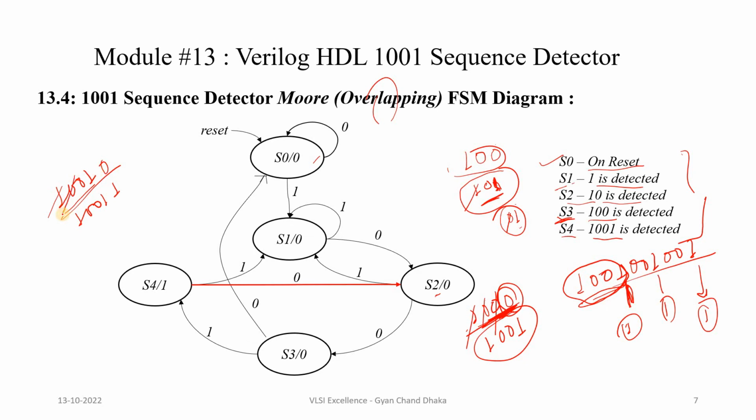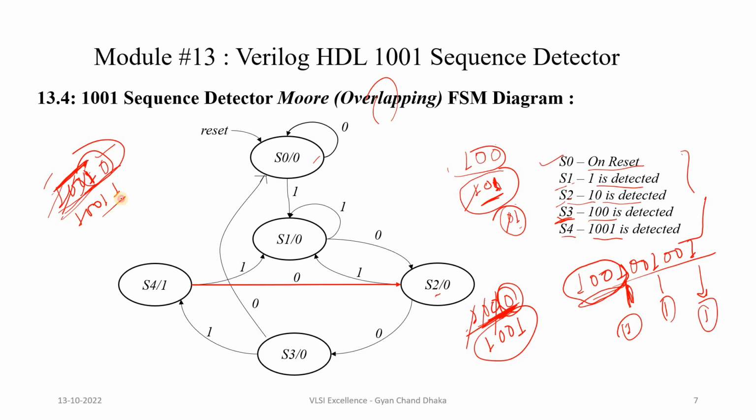Now let's remove the next bit as well. That means 010. There is no state where 010 can be detected. Now let's remove this as well. Now 10. There is a state where 10 is detected, so we are going into S2 state. So whenever 0 is detected, we are going into S2 state. That means this 1 of the previous sequence is going to be part of the next sequence. So now whenever 0 is detected, what will be the next state? S2.